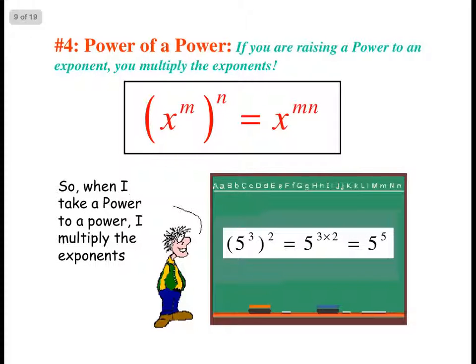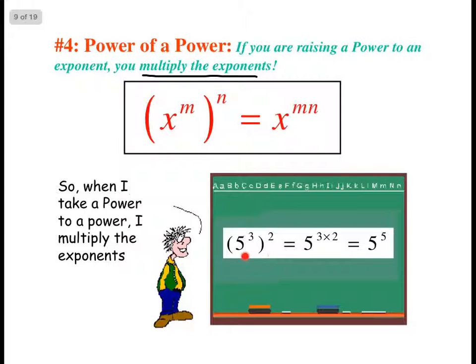All right, so now we have another rule. It's called power of a power. If you are raising a power to an exponent, you will multiply the exponents. So here's an example, x to the m power. We're raising it to the n power. And what we would do is it would be x to the m times n.